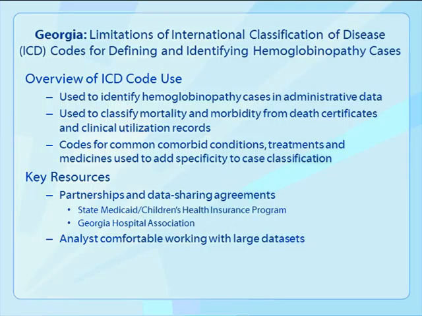Along those lines, there are codes for comorbid conditions, treatments, and medicines that help us add specificity to the case classification. One of the things that's very important to actually getting the data, and you've heard this before on this call, is that you need partnerships and data sharing agreements. We've received our administrative data sets from our state insurance program, Medicaid, the Children's Health Insurance Program, or CHIP, as well as the state health insurance program. So we have a good bit of information there, as well as from all hospital discharges and ER visits from our Georgia Hospital Association. So we had to have agreements with all of these organizations. The Hospital Association does a good job of standardizing all of the discharges and ICD codes for us. As you can imagine, there are millions of records from each of these data sources. So you have to have an analyst comfortable, and a computer that's comfortable, with handling all those data. Next slide, please.